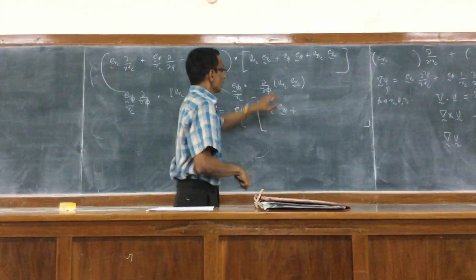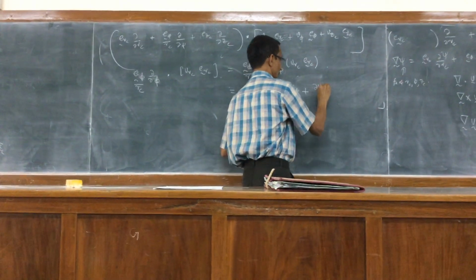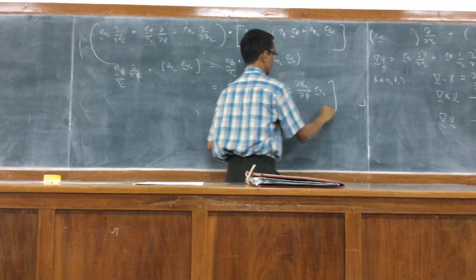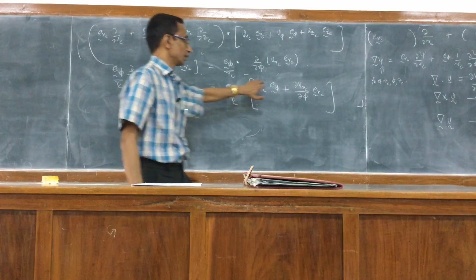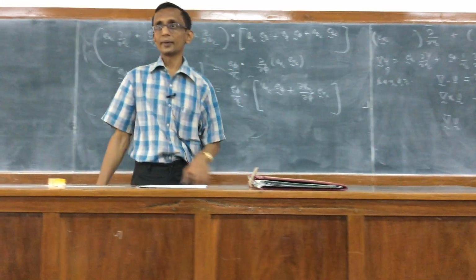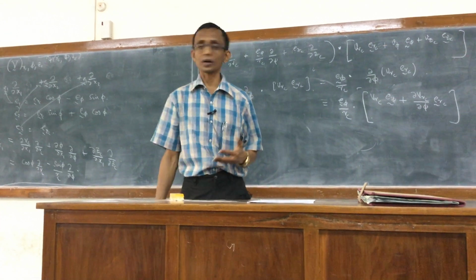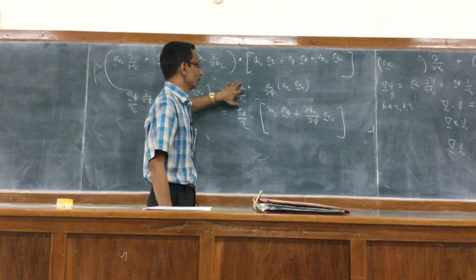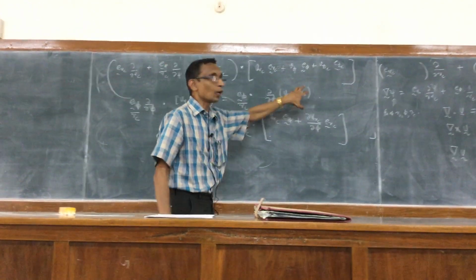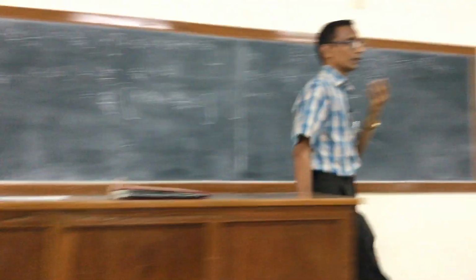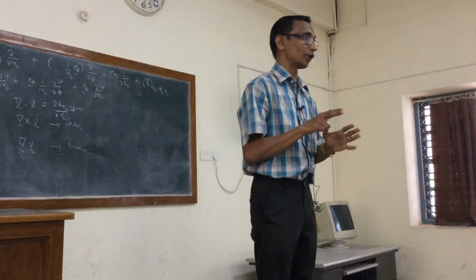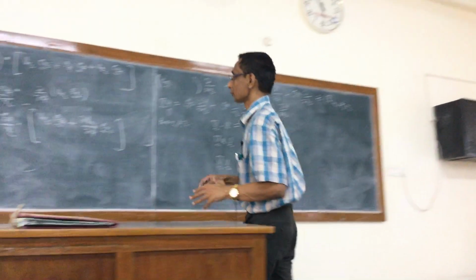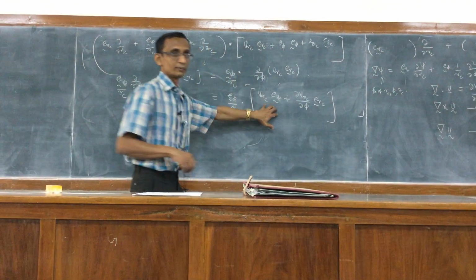Plus, we will get dBRC by dφ, but that is multiplied by ERC. Now the dot product of Eφ with ERC is 0, so that term will not contribute, but I will get a contribution from this term. You have to understand that this term is coming out of the derivative of ERC with respect to φ. So if you ignore that, you will miss this term completely, right?